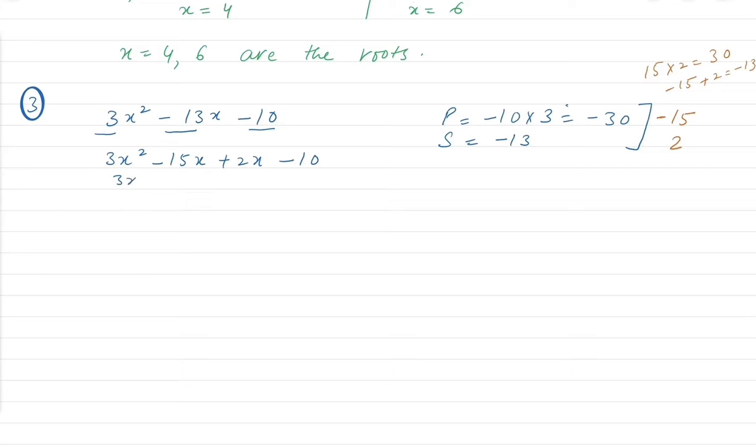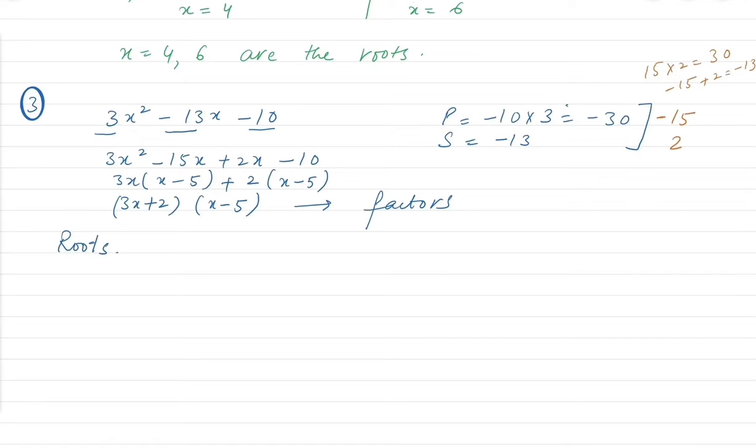Take 3x common from the first two terms, leaving x minus 5, and take 2 common from the next two terms, leaving x minus 5. Now combine: x minus 5 is common between these two terms, leaving 3x plus 2. So x minus 5 and 3x plus 2 are the factors.